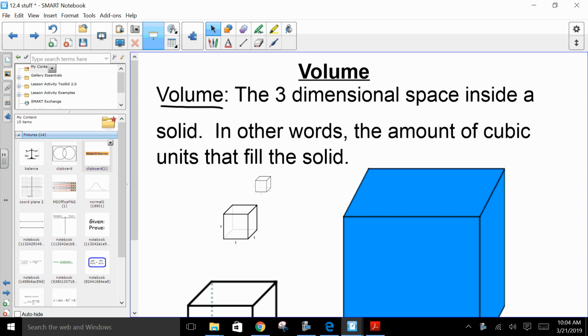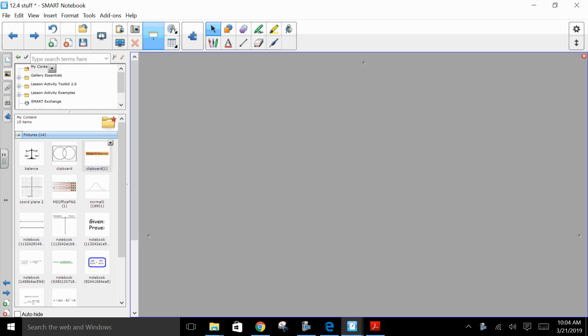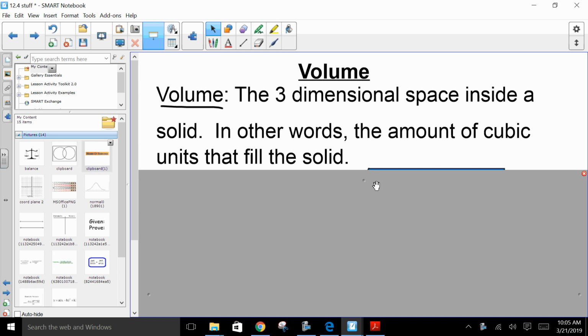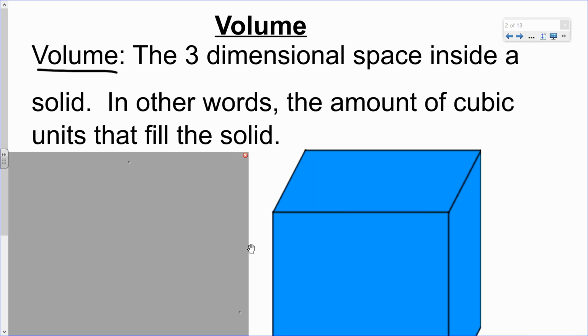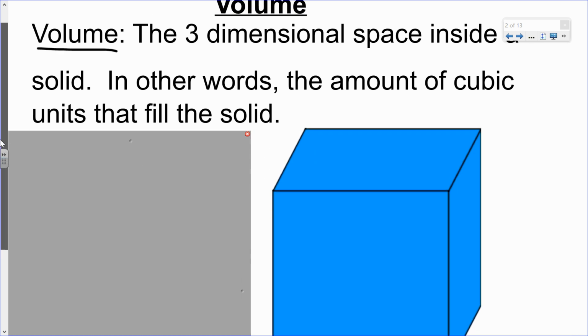Space inside the solid is what volume means. In other words, the amount of cubic units that fill the solid. Go ahead and draw yourself a cube, too, while you're at it, after you write that definition down. The three-dimensional space inside a solid.